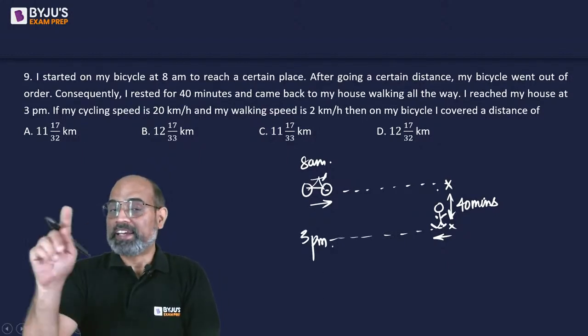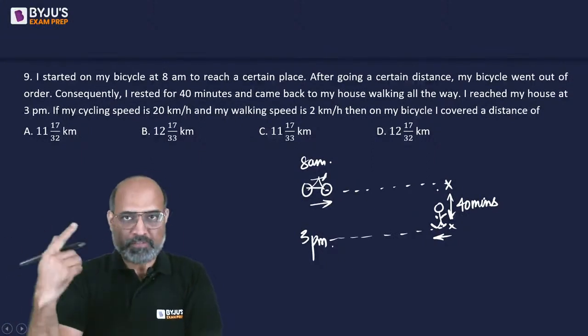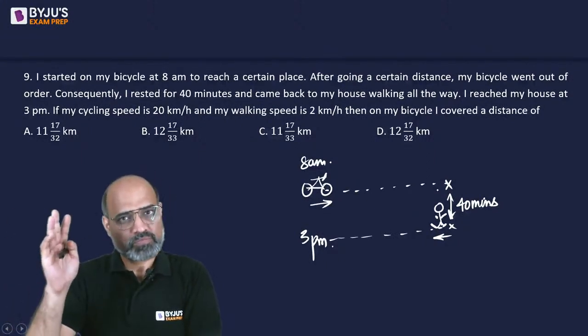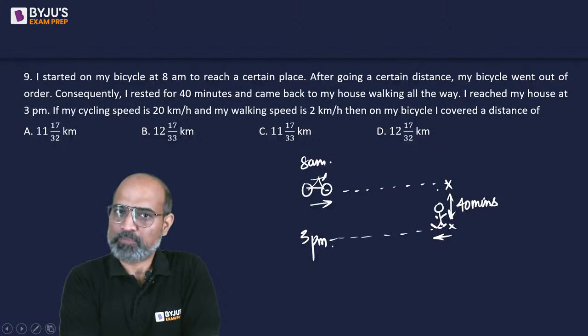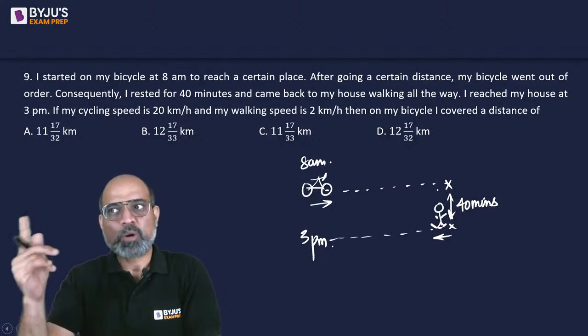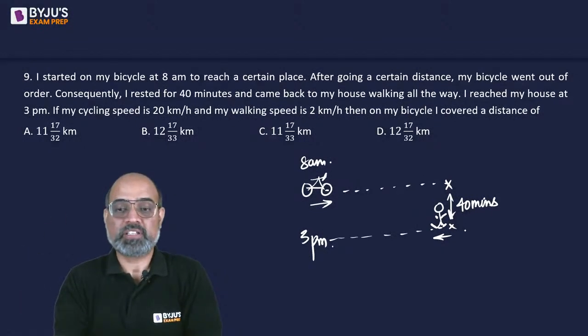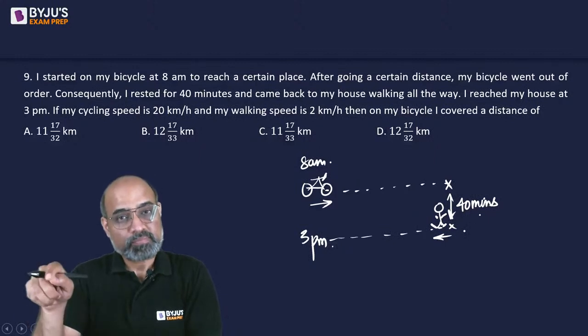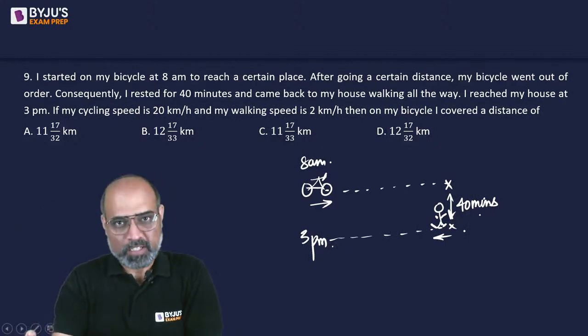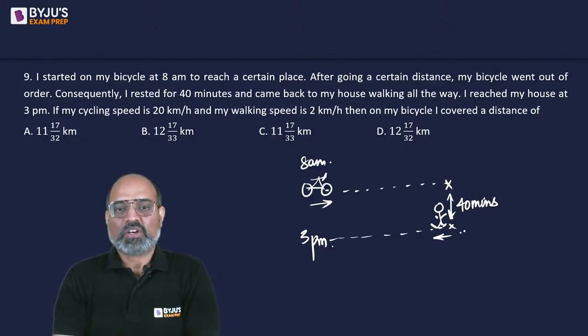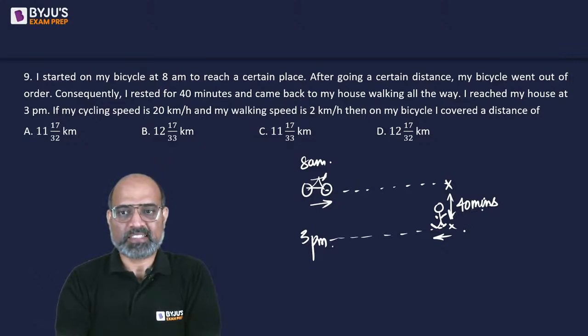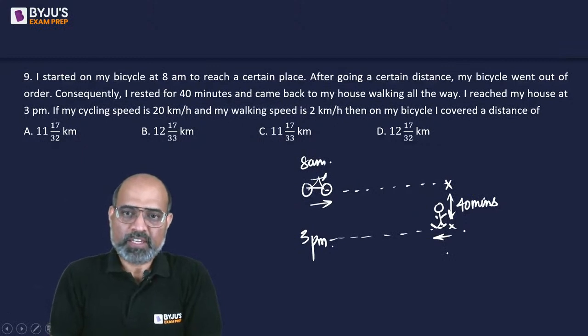So at what time did I reach there and at what time did I leave? If I can find out at what time I reached, then 40 minutes after that I left from that point. Or if I can figure out at what point I left, then when did I reach? 40 minutes earlier, right? So we need to find out what is the distance that we had to cover.